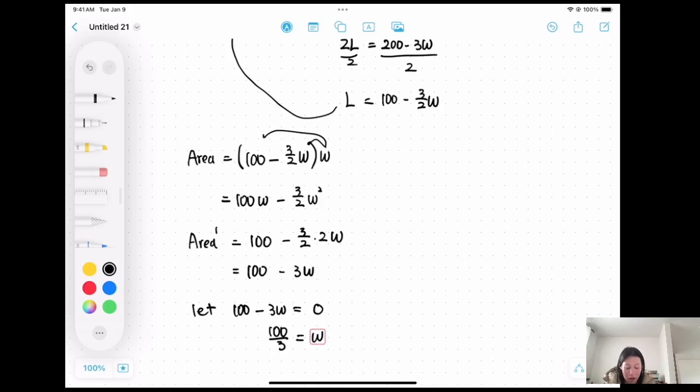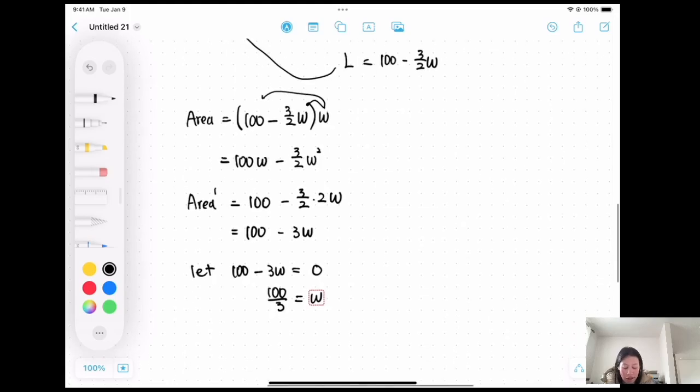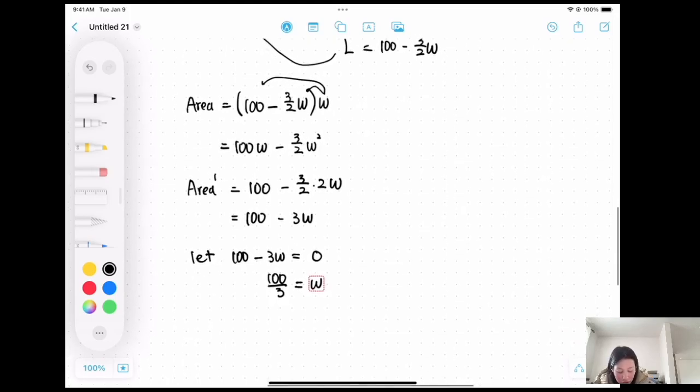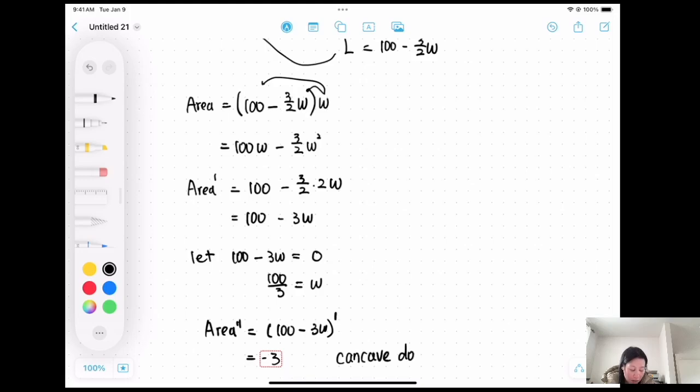minimum or maximum. Now, we still need to test if this is a maximum or minimum. Let's find the second derivative at that point. So the second derivative is the derivative of 100 minus 3W. So 100 gives you a 0, and then I have negative 3. If it's negative 3, that means this is going to be concave down. If it's concave down, we're going to have a minimum.